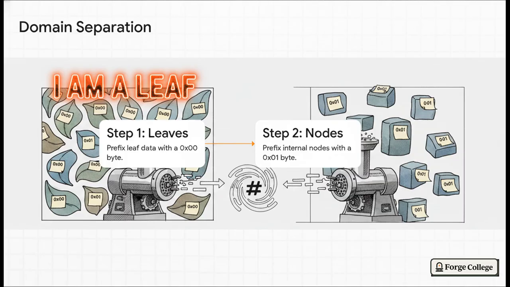Why do we do this? Well, a hash function is basically a meat grinder, right? It just processes whatever you feed it. Domain separation is kind of like slapping a giant neon "I am a leaf" sticky note on the leaf data, so the hash function doesn't get confused and accidentally process an internal node thinking it's raw data. It cleanly separates the domains of your data types.